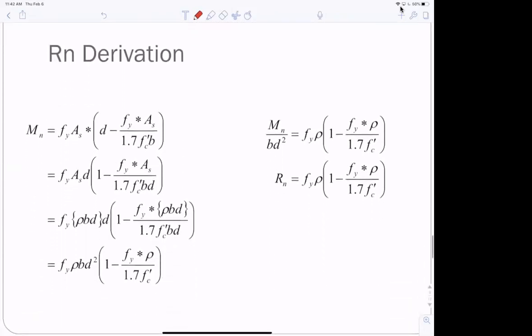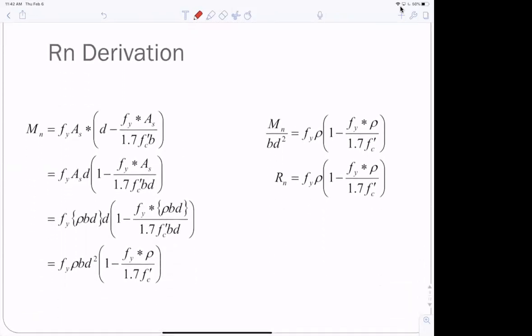Okay, so here's the derivation. And I guess this is just algebra. You could skip it if you want. The first thing we're going to do, we're going to take that d and factor it out. Okay, so there you go. Now see there's a bd in there. Okay, As, remember rho is As over bd. So that means As equals rho bd. Okay, so that's this right here. And then that makes these cancel right here.